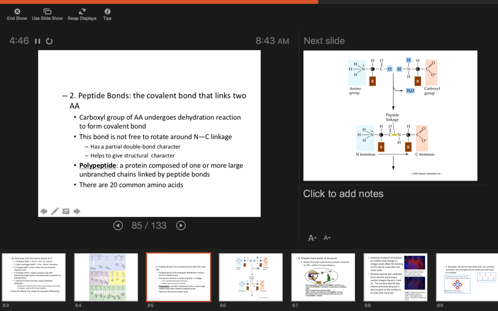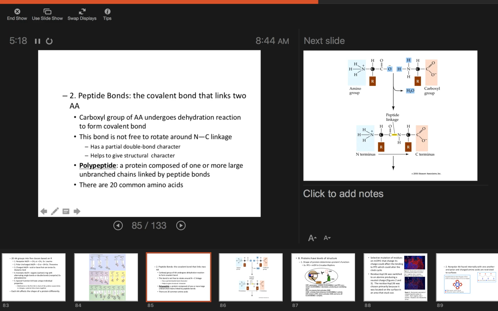Now when we think of bonds, we may think of them as rigid, like ball and stick models, but that's not the case. Bonds are actually very flexible. They rotate, they vibrate, they move back and forth. But with the carboxyl group, when it forms that peptide bond, it's not as free as the other bonds. It behaves like a double bond, even though it's a single bond, and this gives structural character to that amino acid.